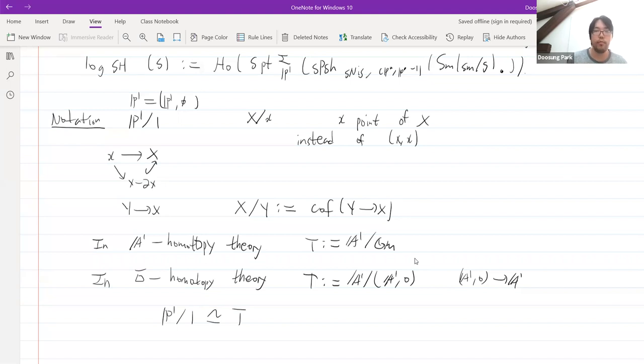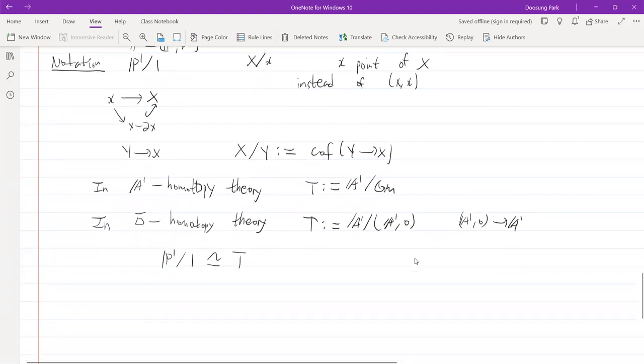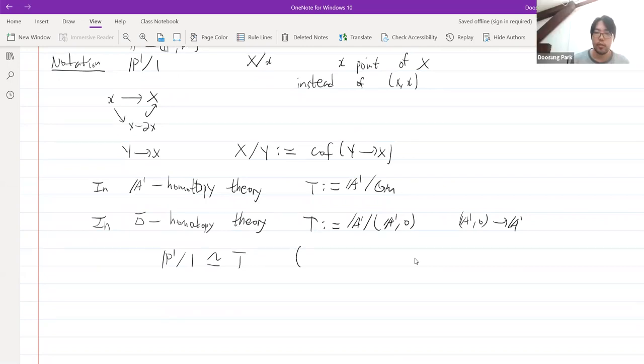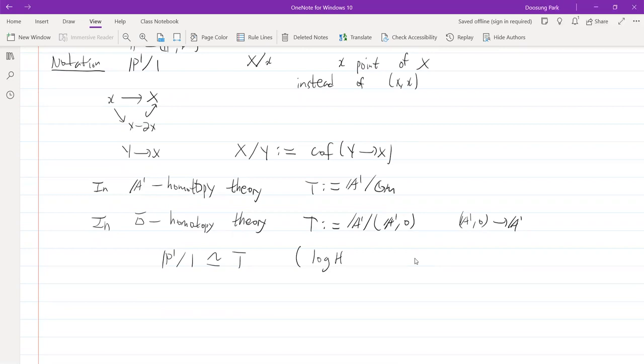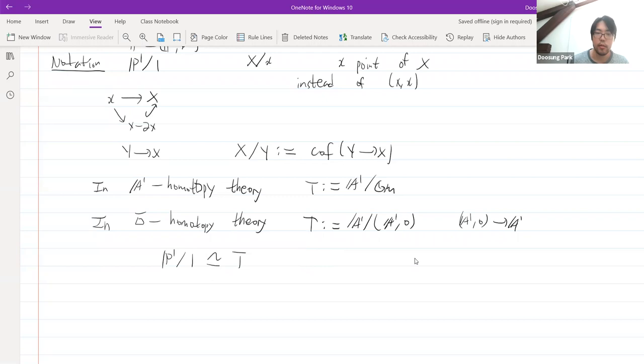So you can use T if you want, or you can use P1, of course. Is it equivalent to S1 suspension or something? Actually, this is without S1 suspension. So actually, this is equivalent in log H. No, I mean that for A1 homotopy theory, you also have that this is S1 smash Gm. Do you have any formula that this is S1 smash something else?